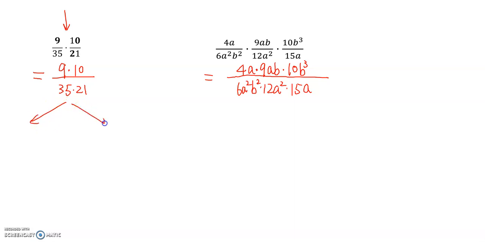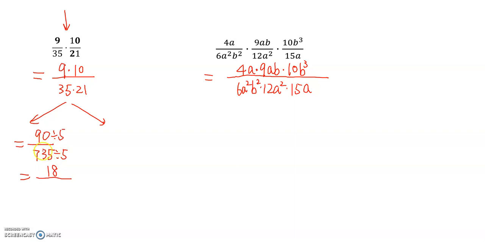The first way is we can multiply them out. 9 times 10 is 90, and 35 times 21, you might have to use a calculator or multiply vertically to get the answer. Takes a little bit of time. And we have to make sure we reduce this, divide by 5, because one of them ends in 0, the other ends in 5. We know 5 should go into both numbers.